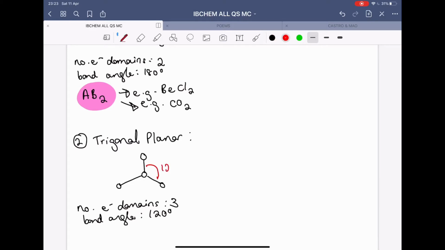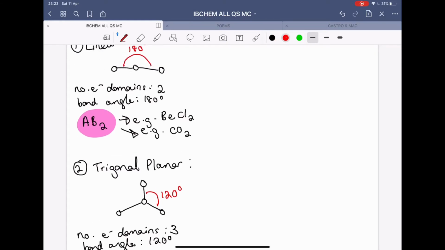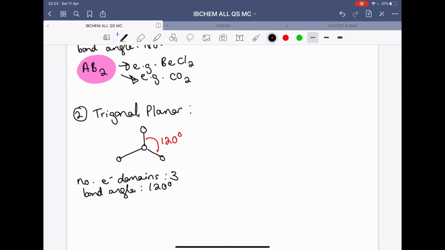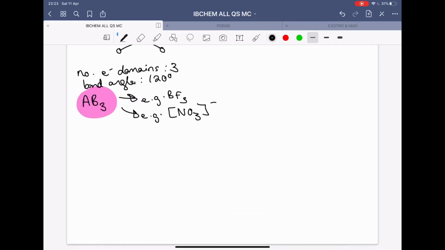Everything I'm saying now, nothing is going to be given to you in your exam. You're going to have to memorize everything. Extremely important. And that is what a trigonal planar geometry looks like. The basic structure of the molecule is AB3. And some examples are BF3 and NO3 minus. The minus being you've got an extra electron, hence the charge becoming negative.